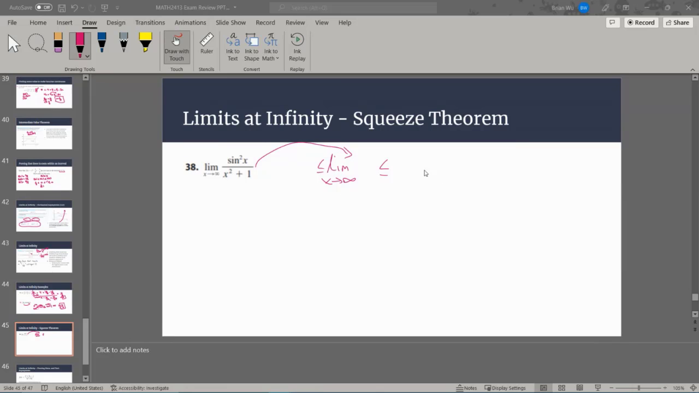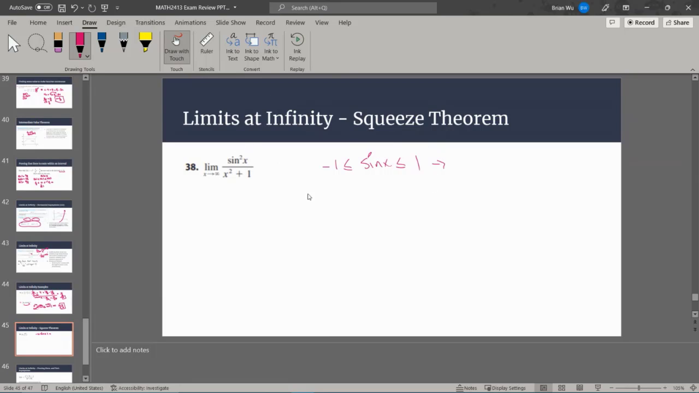Okay, so in this case, we know that sine of x is always between these two values. And that's just a given, proven identity. We're going to use this inequality to make the middle look like this, and we're going to evaluate the left and right sides. And if they are the same, then we can prove that this limit exists and is equal to that value by the squeeze theorem.